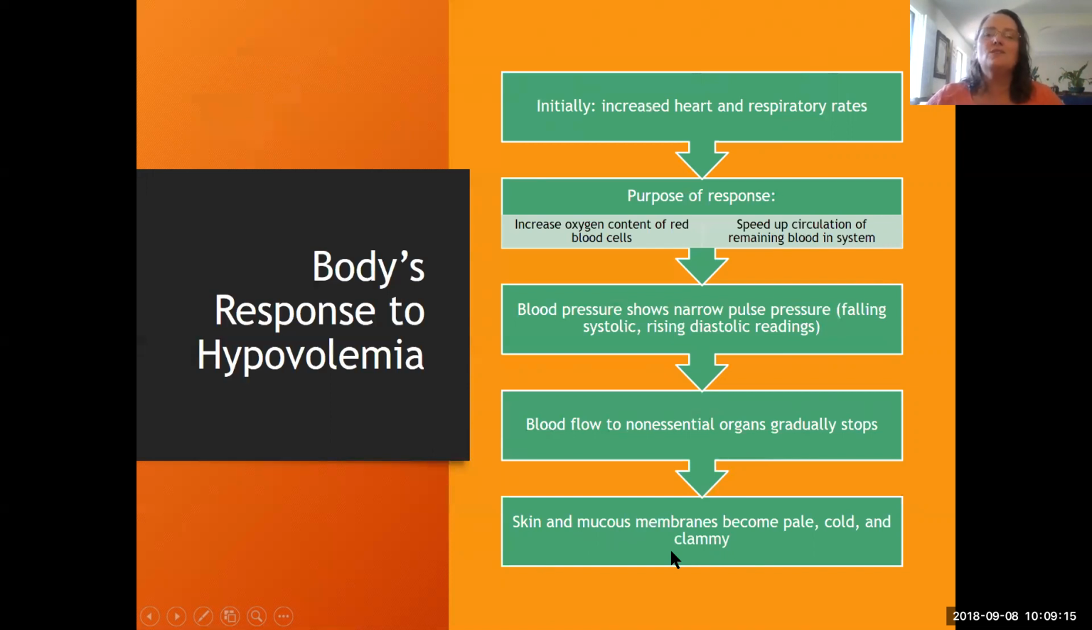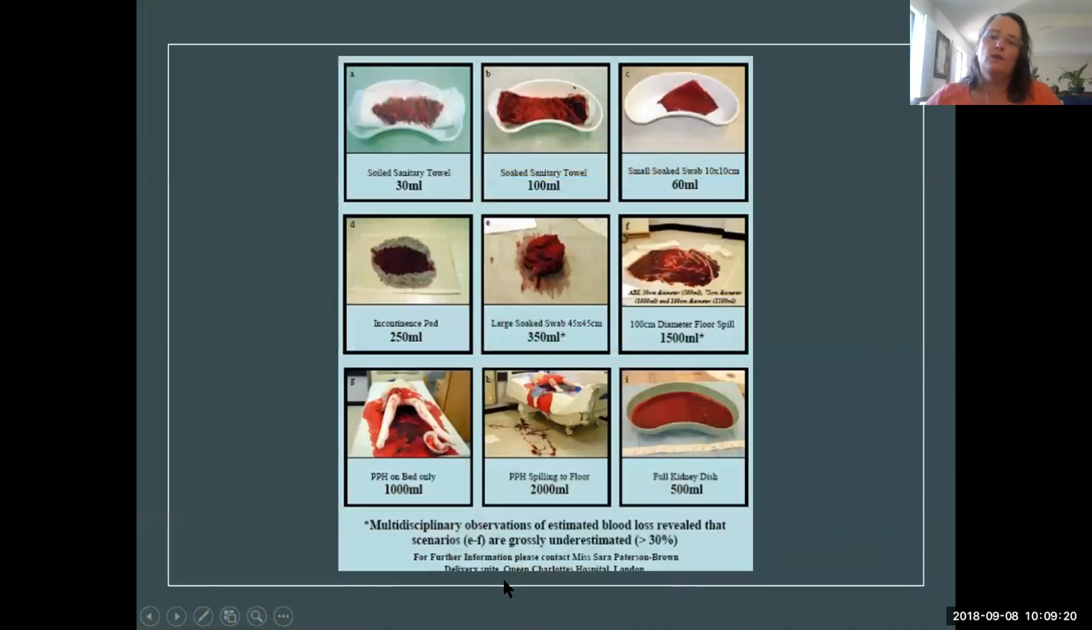The next picture is a drill. It's not actual. So this is the kind of thing that we use to teach nurses to estimate appropriately. So you can see that this picture here is showing that this peri-pad is completely soaked and it's giving you the amount of blood flow that is. If we start filling up a kidney dish, that's 500 mLs. If it starts spilling onto the bed, that's 1,000 mLs. If we are spilling off onto the floor, that's 2,000 mLs. So we know very quickly what stage of hemorrhage we're in based on just the look of it.